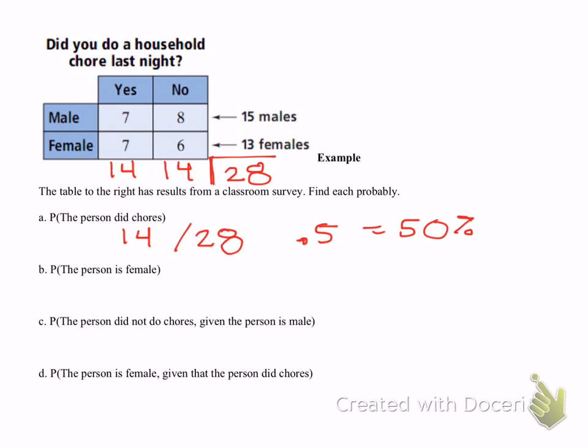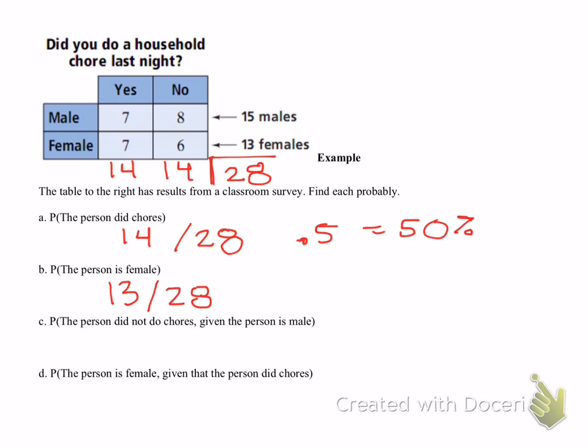Letter B, find the probability the person is female. Again, we're dealing with the whole population of 28. And of our population of 28, 13 are females. So those are two very basic ones. There's nothing given, which means you're dealing with the whole population.